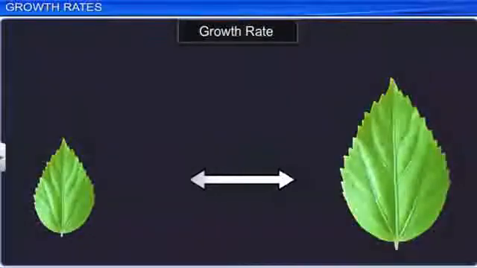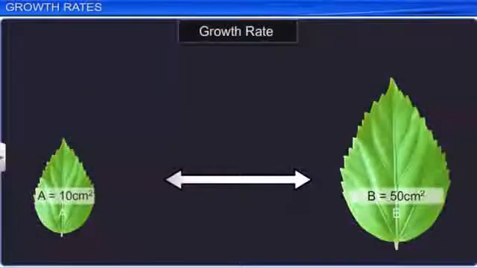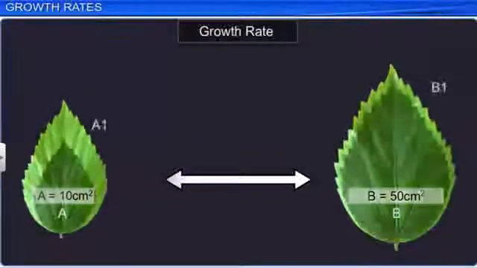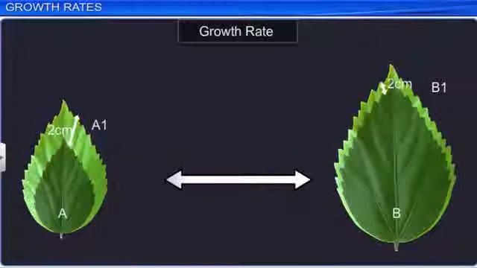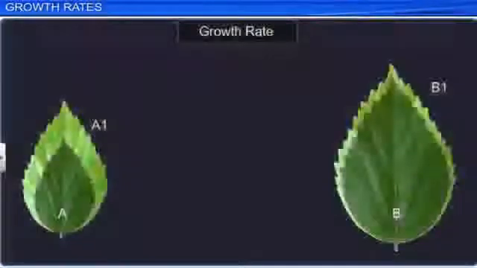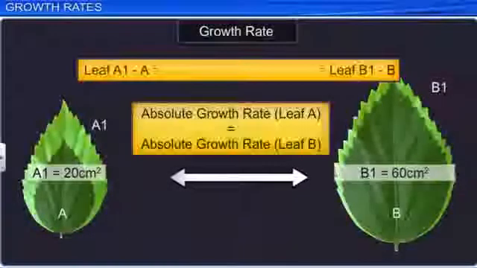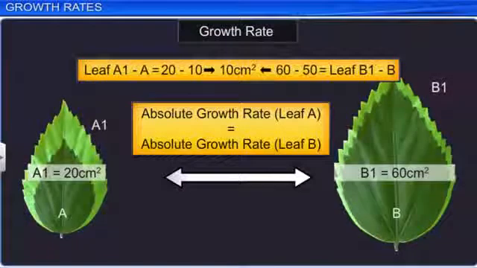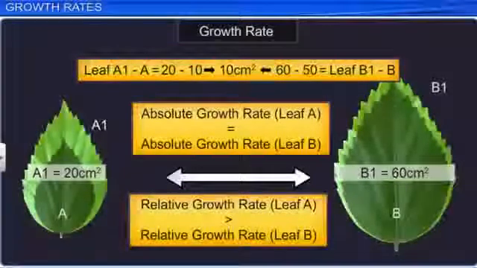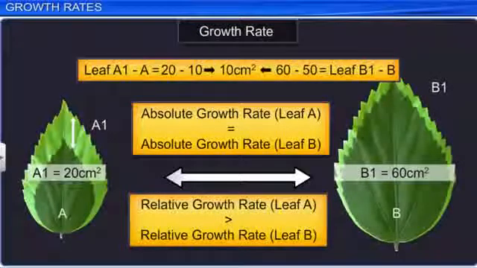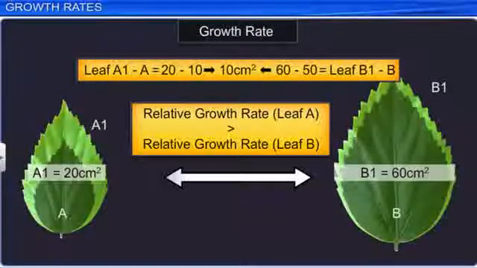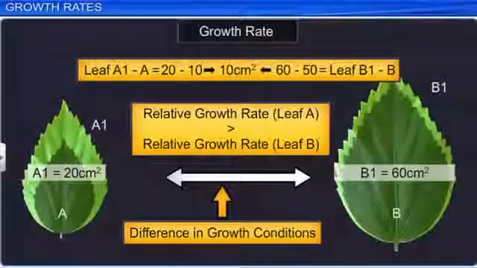Let's compare the growth rate of 2 leaves. Here we can observe a 2 centimeter increase in the surface area of 2 leaves. This shows that the absolute growth rate, or AGR, is same for both the leaves. But the relative growth rate of the first leaf is greater compared to the second one. The difference in the relative growth rate may be due to the difference in growth conditions.